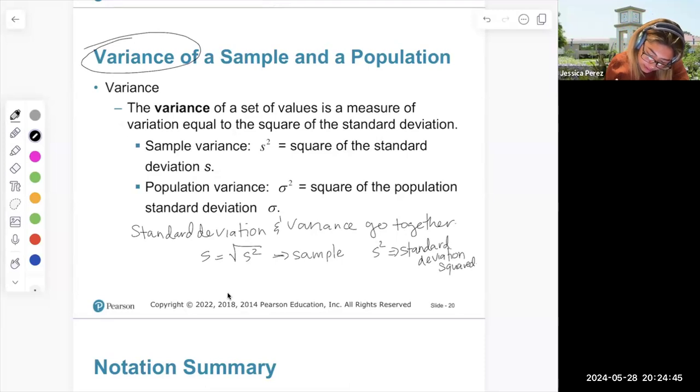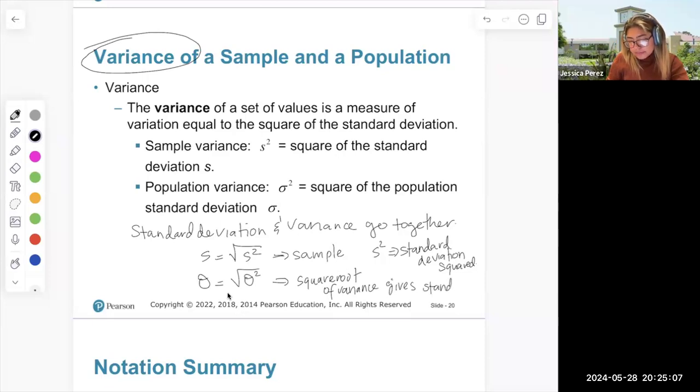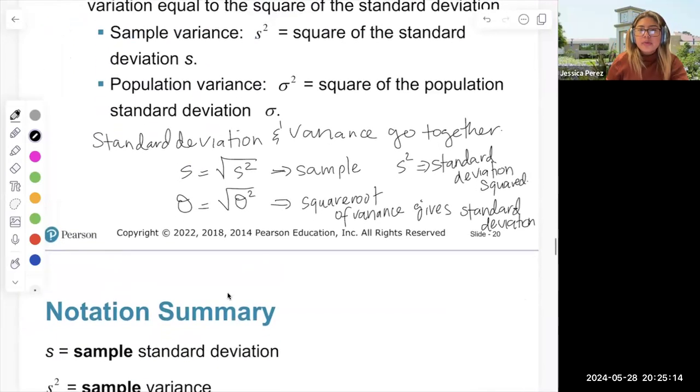And then whereas if you have the sigma, a square root of sigma squared, if you take the square root of the variance, in this case, it gives you the standard deviation. That's important. So they go together.